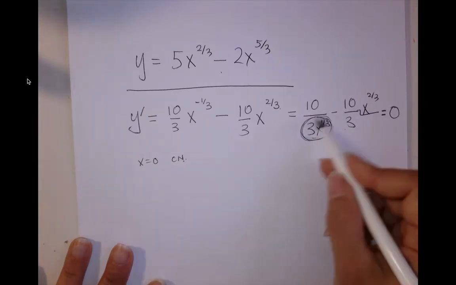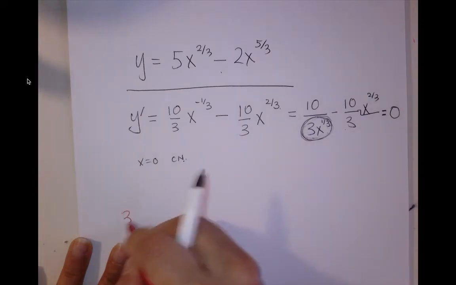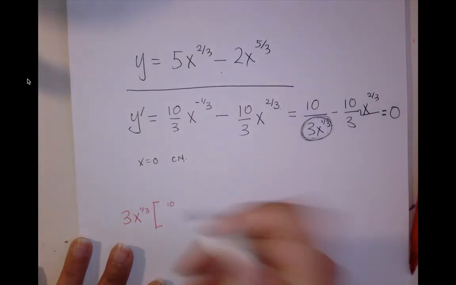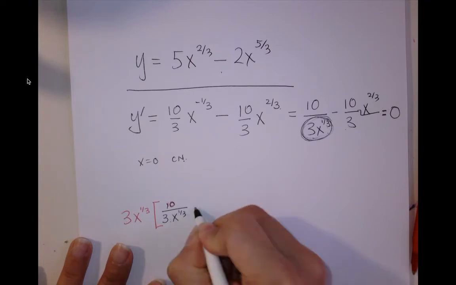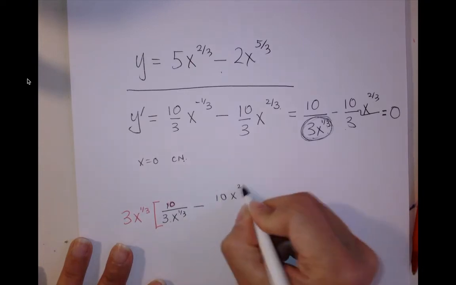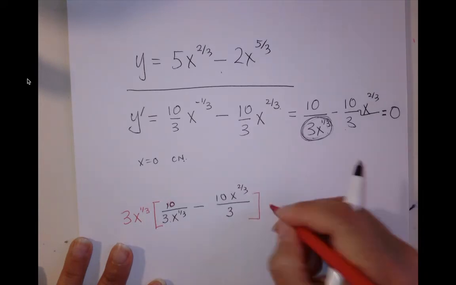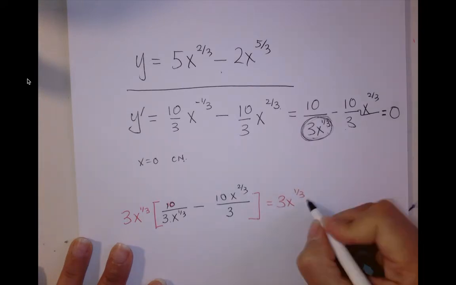The least common denominator. So in this case, that's 3x to the 1/3. So I'm just basically clearing out the fractions here. So let me write that down. And the only reason I can do this is because I've asserted that x is not 0, right?